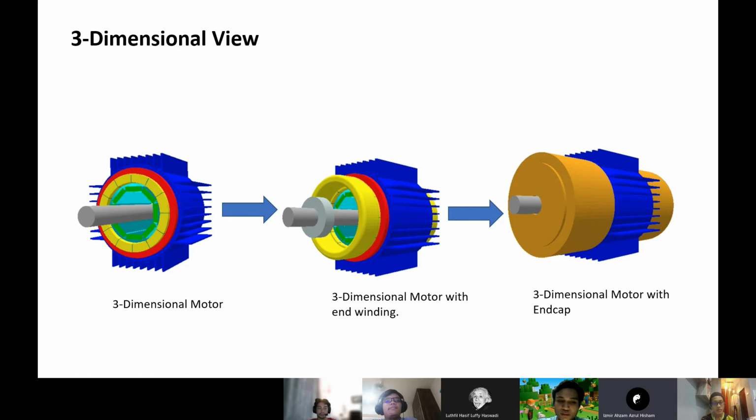Next is the three-dimensional view of the motor. The first one is the normal three-dimensional motor, where we can see the coil and the magnet. The second one is the three-dimensional motor with end winding. You can see that the coil is covered with the end winding of the copper. And lastly, the three-dimensional motor with end cap, what we see basically in normal life, where the motor is covered with an end cap.